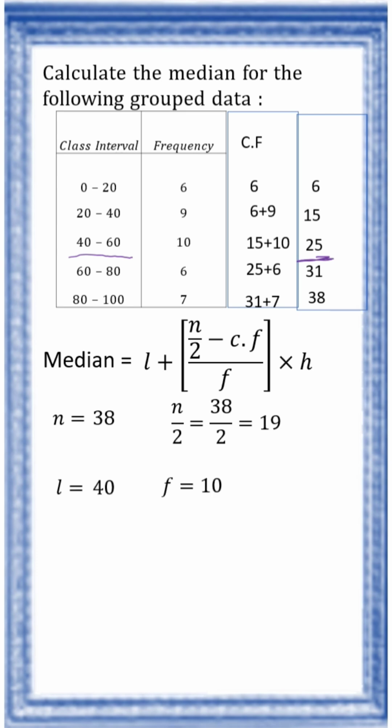Now frequency of the median class is 10. Size of the class interval is 20, that is 60 minus 40. Cumulative frequency is 15.